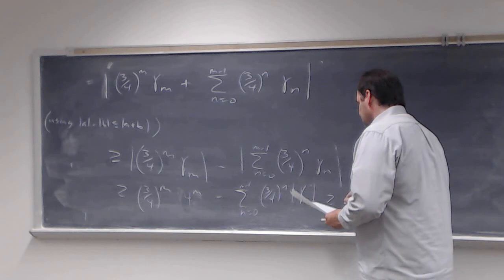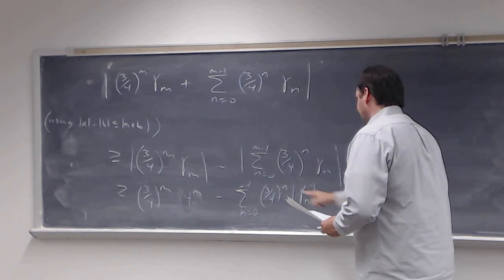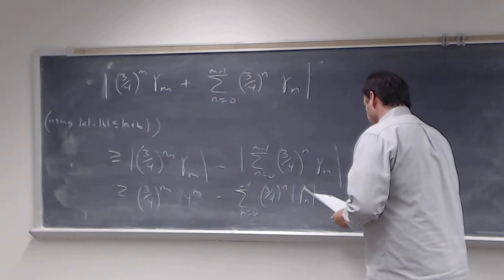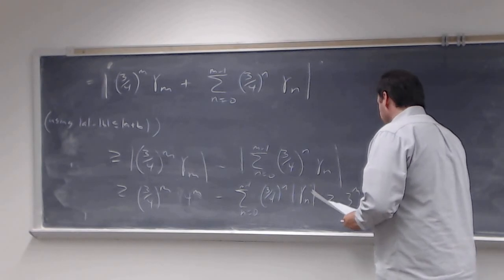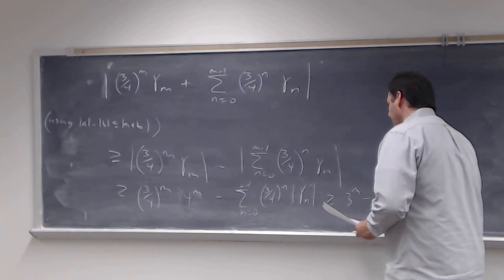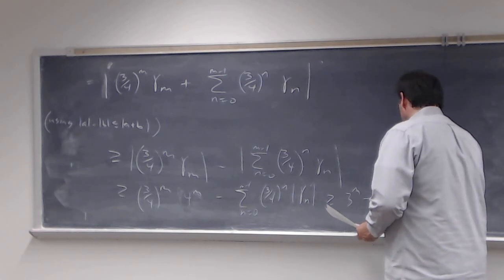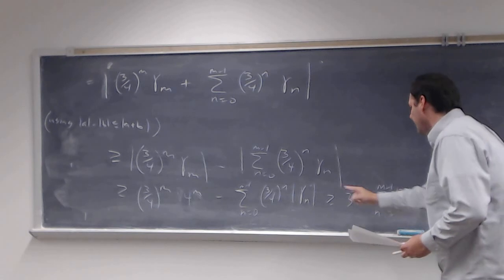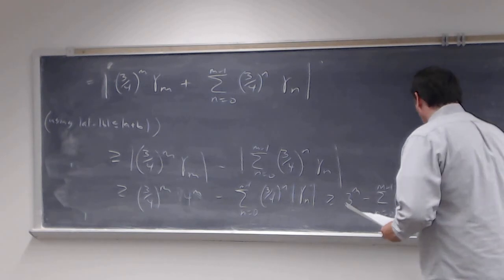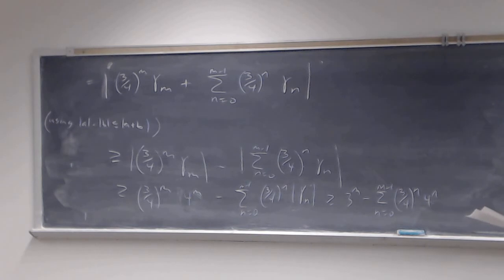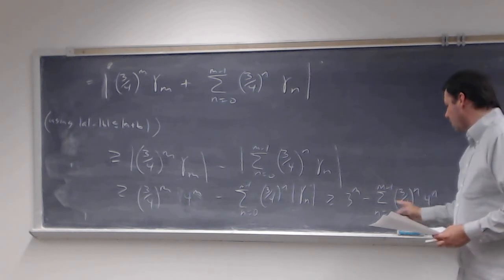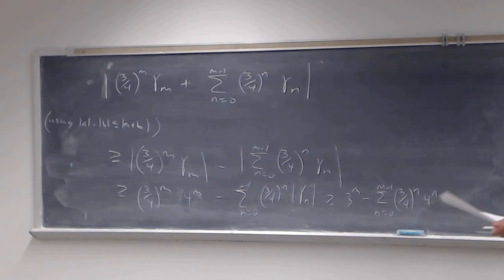Okay. So this is 3 to the m. That's what I got here for this part. And then minus, okay, this is going to be the sum as n runs from 0 to m minus 1 of 3/4 to the n. And then the gamma sub n, we're going to replace it with 4 raised to the n. Okay? Now, the 4 to the n is bigger, so we're taking away something bigger, so that got smaller. That's what we have.